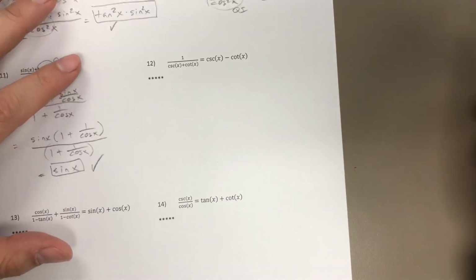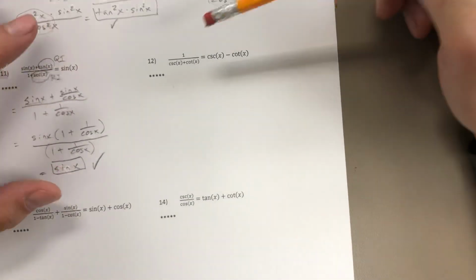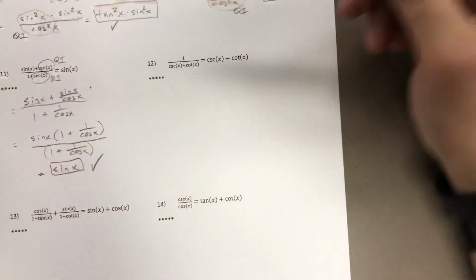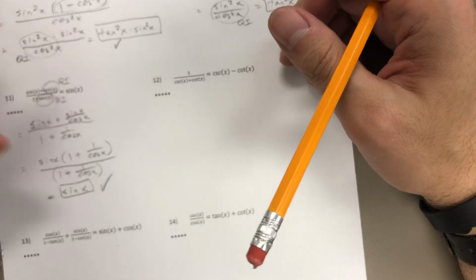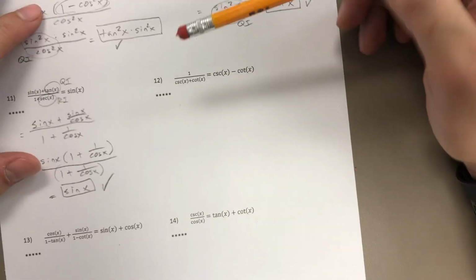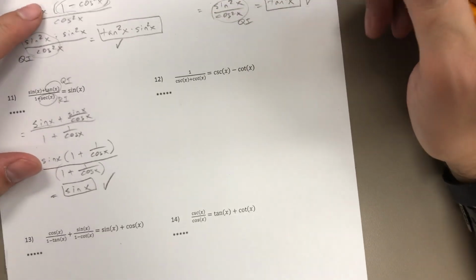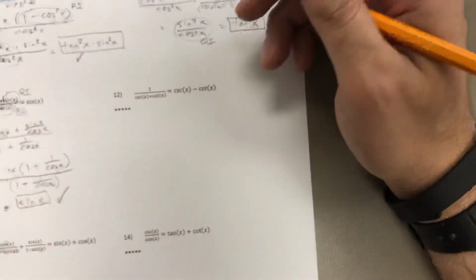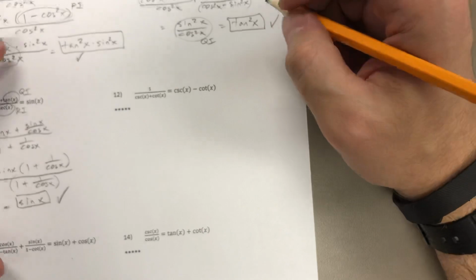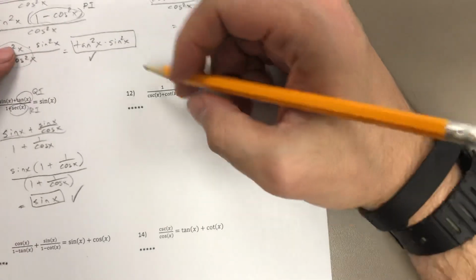Okay, number 12. Let's take a look at this one. Oh, okay, I see what we can do with this one. This is a problem where the identity that you're going to use, this is going to blow your mind. Well, maybe it'll blow your mind. I don't know. I think this is pretty cool. You might think it's kind of stupid, but, whatever.